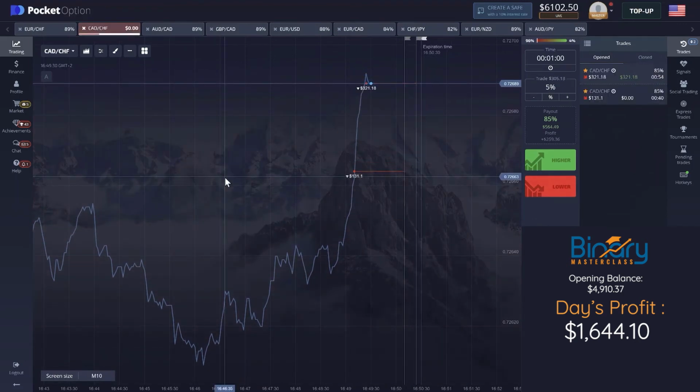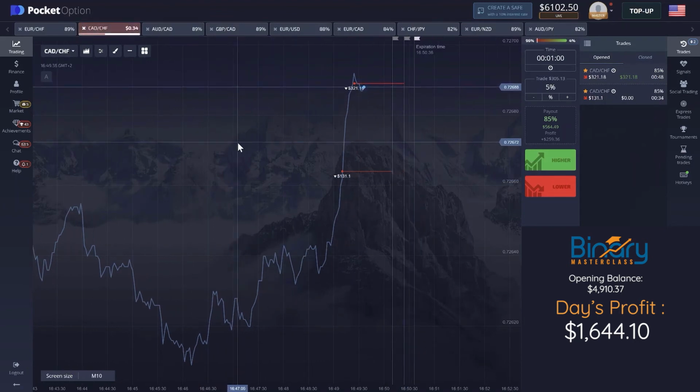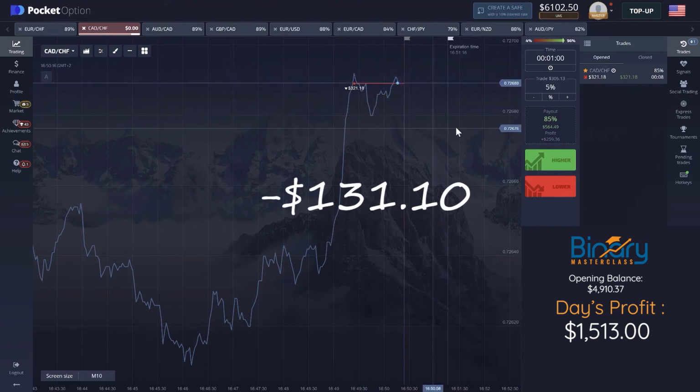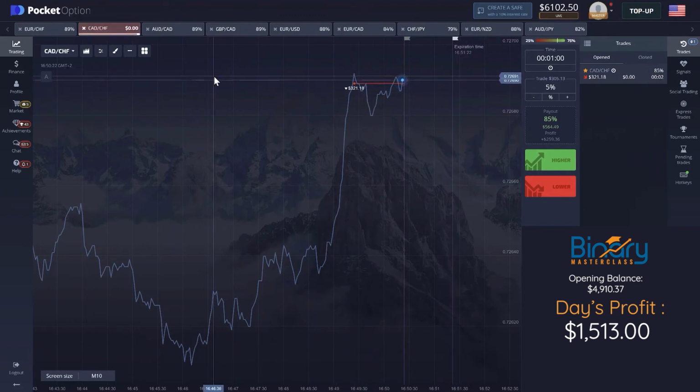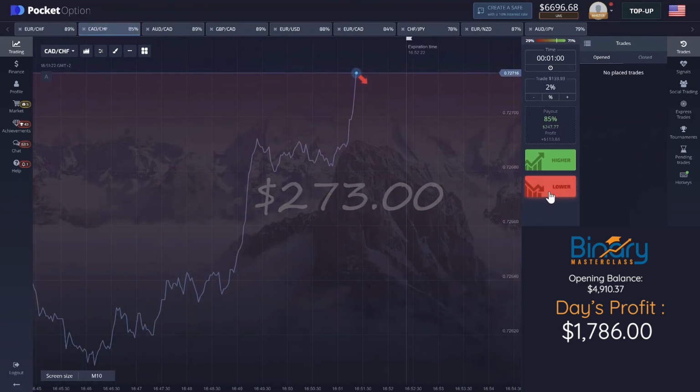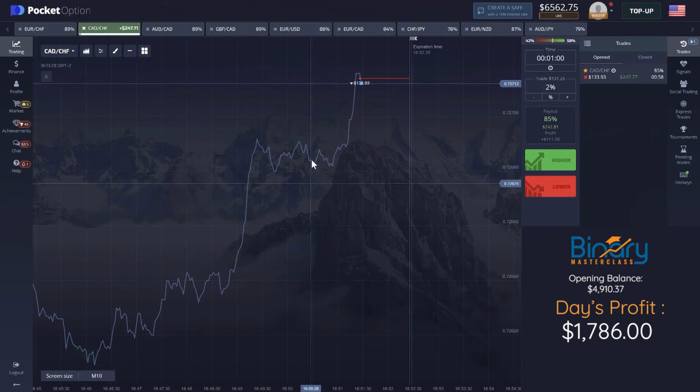We take a first entry put on CAD franc at a solid resistance area. It does move through, so at the next resistance, we enter an early second. This one got very extended very quickly, so it rebounds nicely off of that second level of resistance. We do lose our first. It's back challenging our money line on the second, but stays in the money to give us a win and a profit of $273.